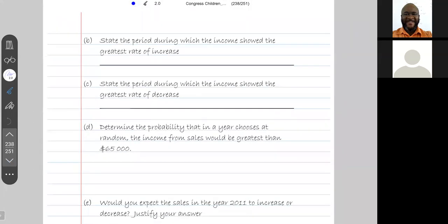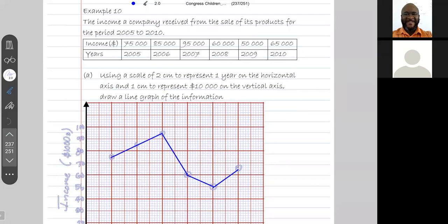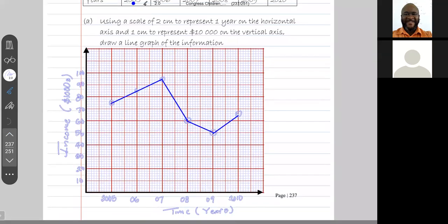The first question is to state the period during which the income showed the greatest rate of increase. Once you say a period, it means it's from one time to another time. If they said the year, then it would be one particular year. But if they say a period, it must be over a period of time. The greatest rate of increase is when you have the steepest slope of the graph going up. And to me, it looks like it's between 2009 and 2010.